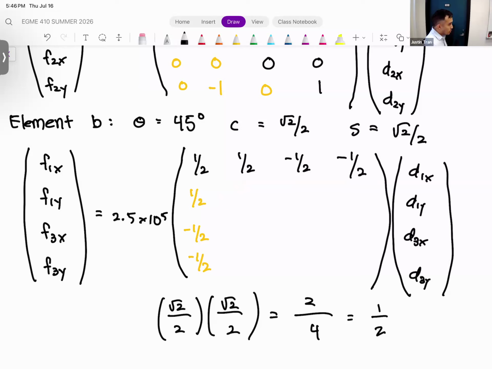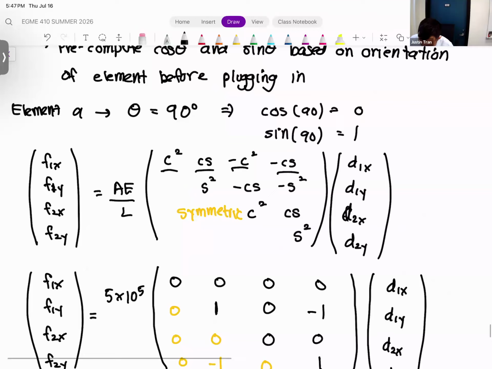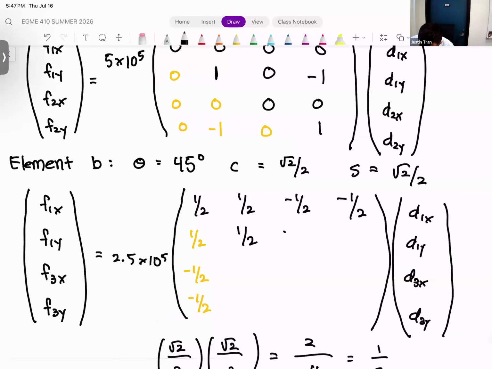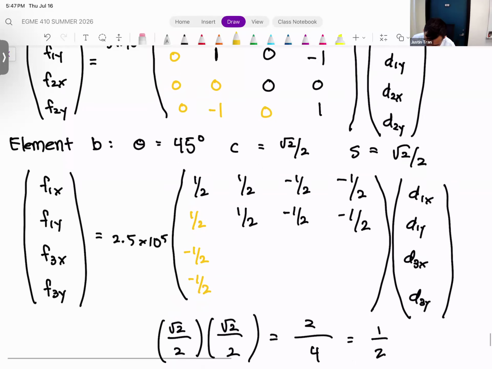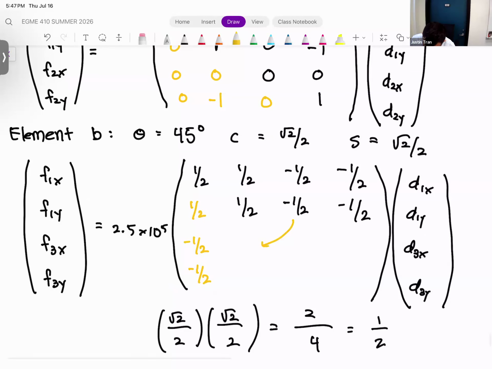Okay, second row starts with a positive sine squared, so that's going to be a positive 1/2. Next, we have two negative terms. We have minus cosine sine. Yep, minus cosine sine, so that's going to be a minus 1/2. And we have a minus sine squared, which is going to be a minus 1/2. So let's write those in. So we have minus 1/2, minus 1/2.